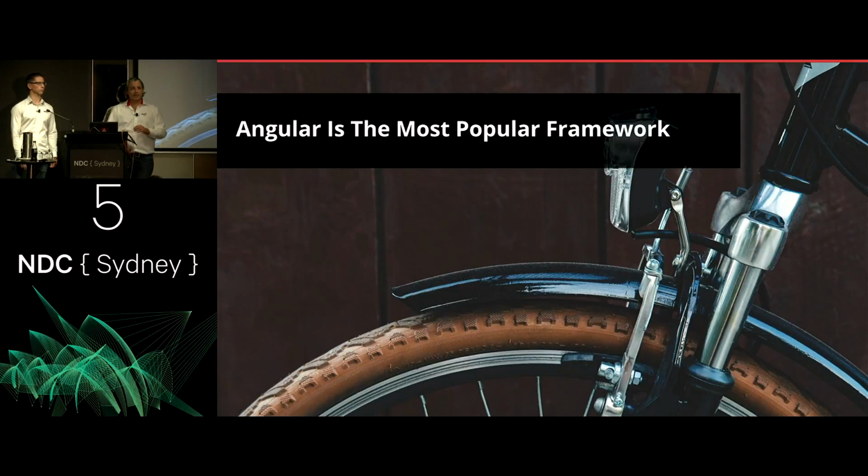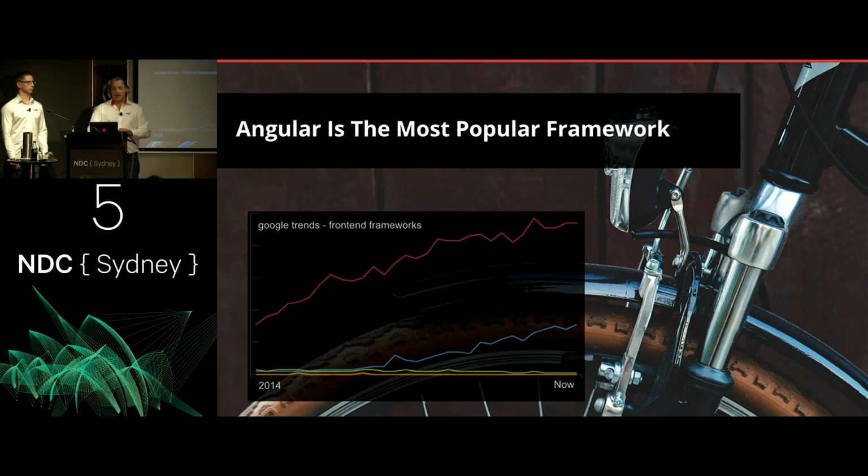So Angular is the most popular framework. What we're looking at here is a graph of Google Trends search history for the top frameworks. Down the bottom, you can see Ember, Aurelia, and Backbone, and they're much less popular than something like React. So you can see that React's much more popular, and Angular's much more popular again.